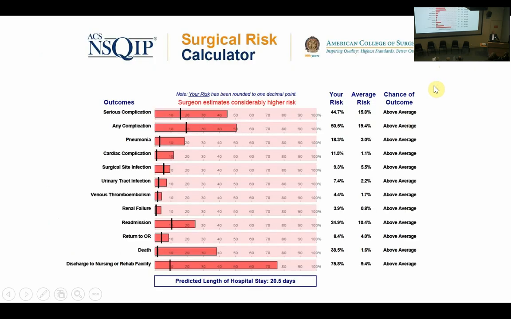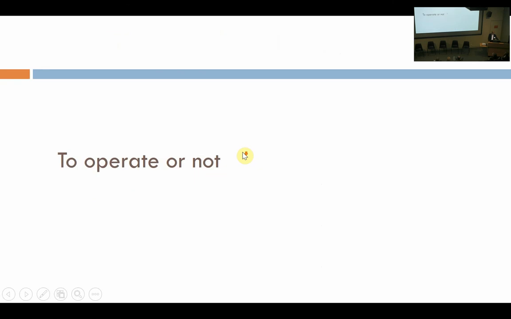I didn't particularly use it for this patient, but I used the American College of Surgeons risk calculator, and the risk of death is around 38% or 40%. All those things are quite bad in terms of the risk calculator. So the question is, would you offer an operation on somebody who's 84 with a bowel obstruction? Without an operation, she will die. With an operation, she's got a 40% chance of death.